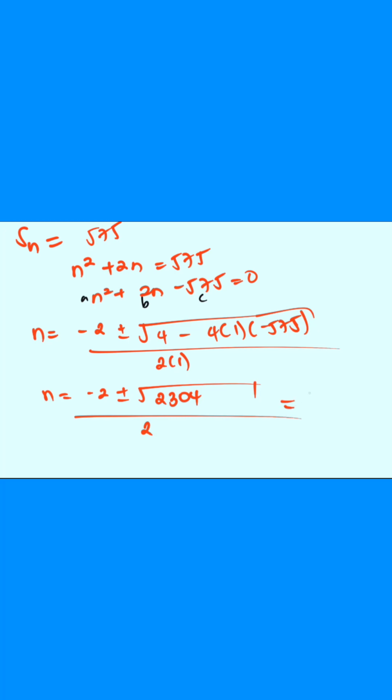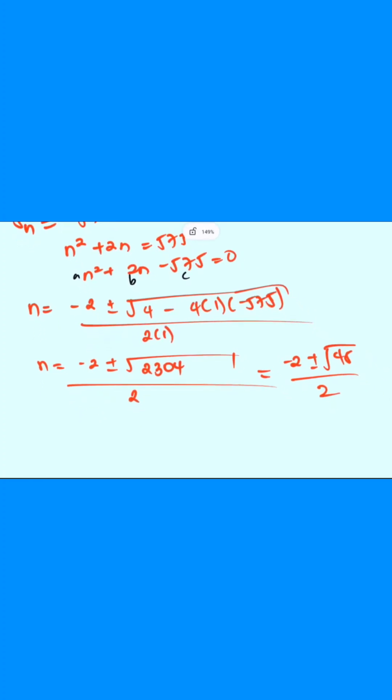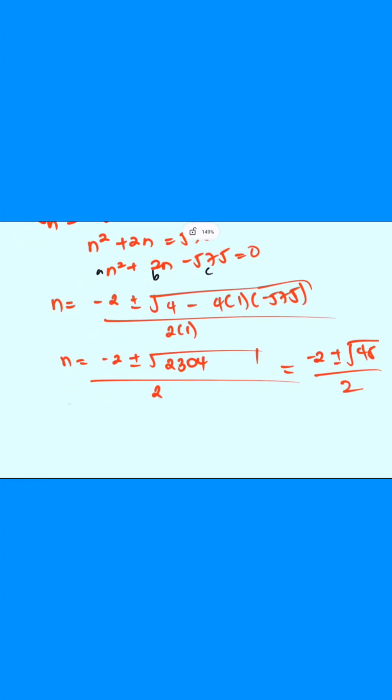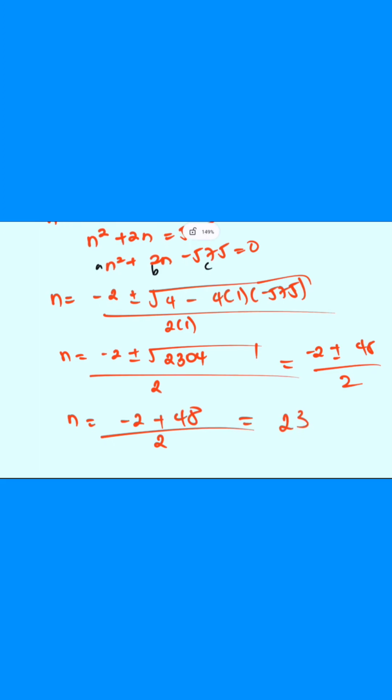Square root of that would be 48 over 2. And then we can work out the values of n. Negative 2 plus... why did I still put the square root? I don't know why, but it should be 48 over 2. And then this first one would be 23.